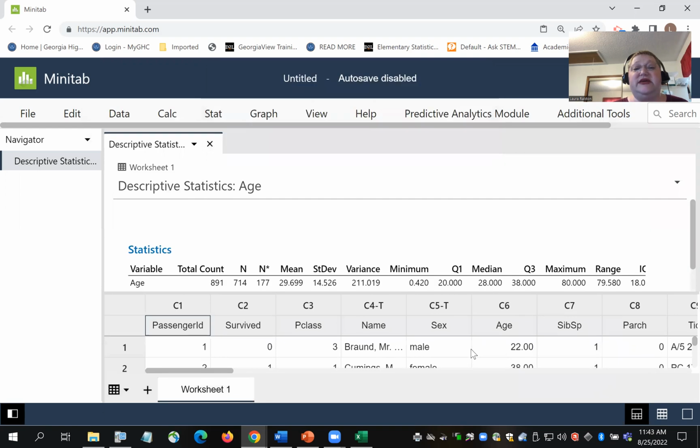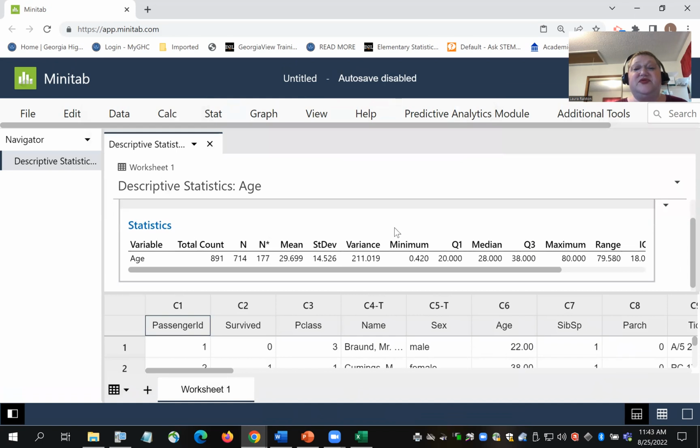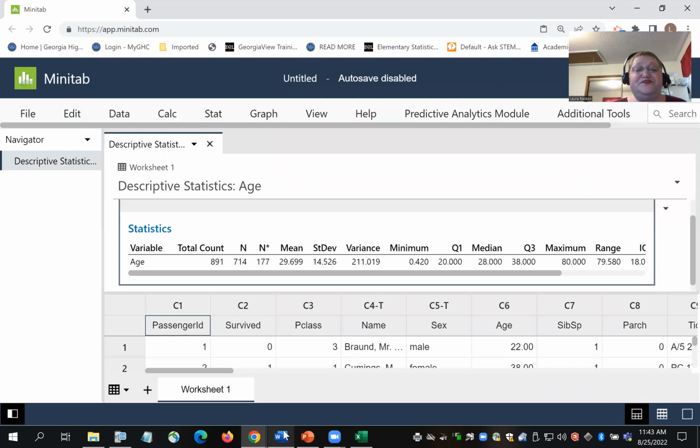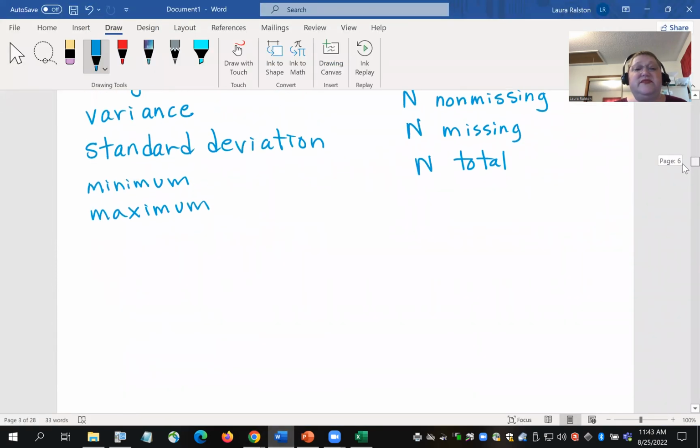We click OK again, and Minitab gives us those results here at the top of the screen. Now I want to copy these over to my paper.